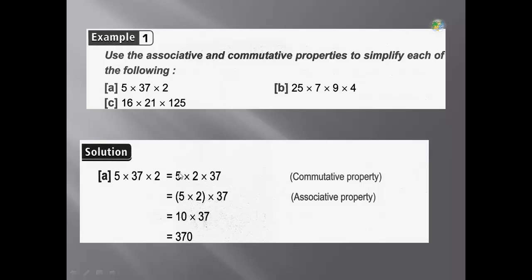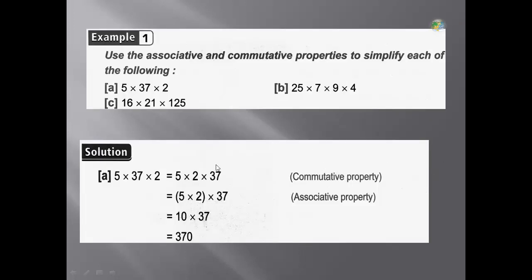And of course, it is best to change the places of numbers that multiply to give round numbers. For example, 5 times 2 is 10, 25 times 4 is 100, 8 times 125 equals 1000. Okay, these are the steps of the associative and commutative properties. The first step, we change the place of the numbers. The second step, the associative property, we write a bracket between two numbers that can give me 10, 100, thousands, or for example 10, 40. So 10 times 37 equals 370.